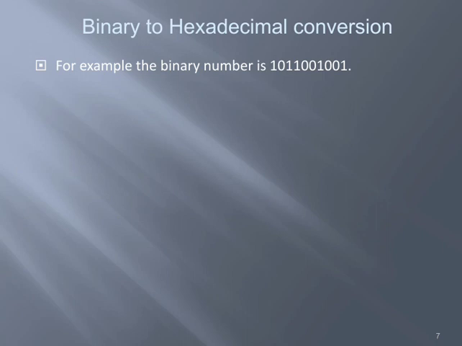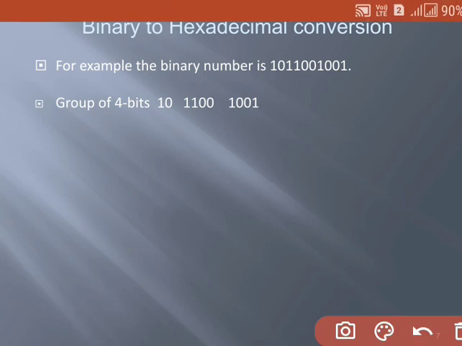So for example, I am considering the binary number 1011001001. First I need to divide this binary number into groups of 4 bits from the left side. That means with reference to the radix point, I am doing the grouping of 4 bits binary. So the first 4 bits will be 1001, and the next 4 bits will be 0011, and the remaining 2 bits are 01.